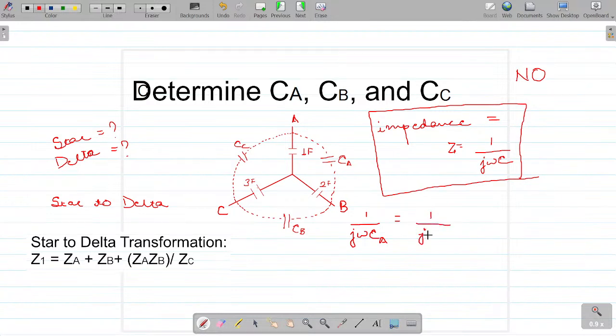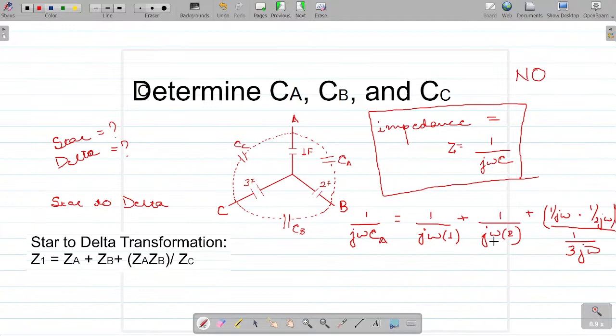1 upon j omega into bracket 1 plus 1 upon j omega into bracket 2 plus, what should I write here? 1 upon j omega into 1 upon 2j omega. Can I write it? Right? ZA, this is ZA, this is ZB, divided by ZC. What is ZC? 1 upon 3j omega. Right?